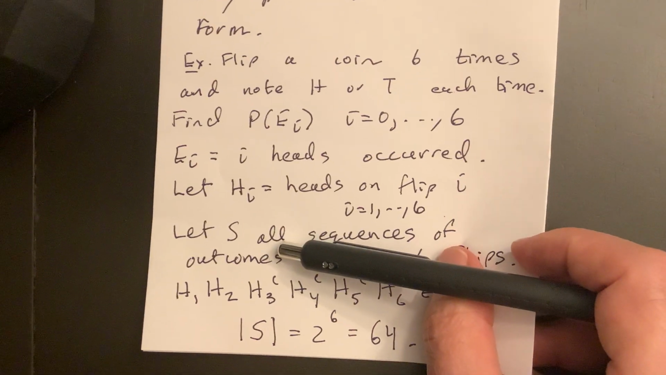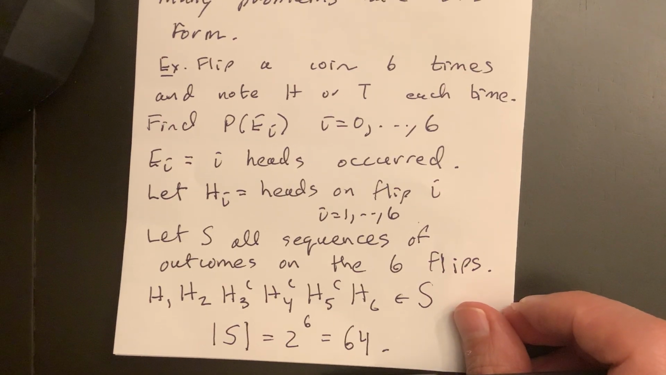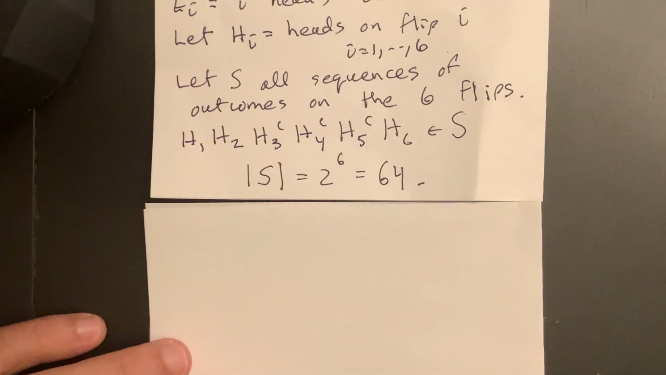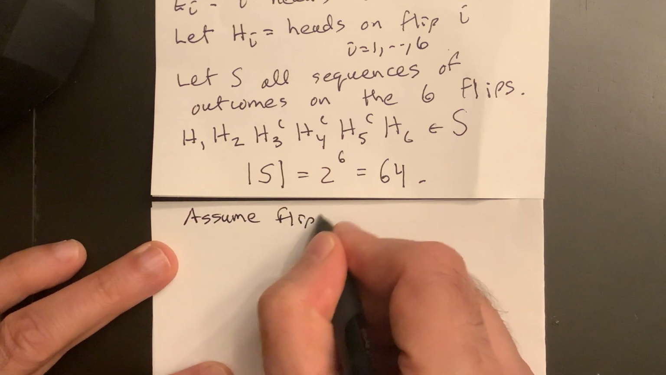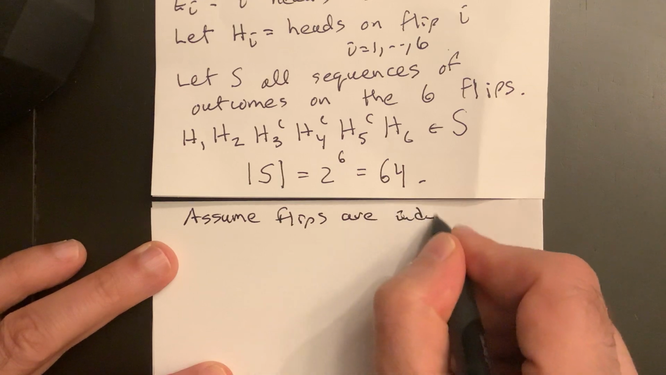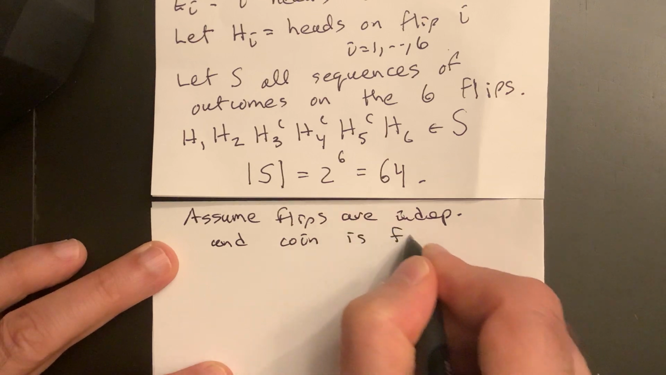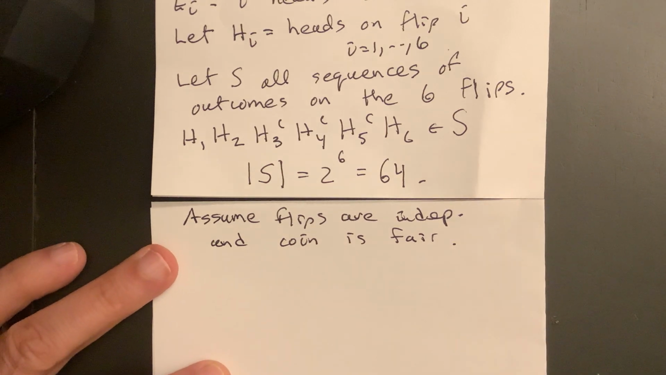So we also, does it say to assume they're independent? Okay, so we'll write it now. So assume flips are independent and the coin is fair, meaning the probability of H2 equals the probability of H2 complement equals a half.